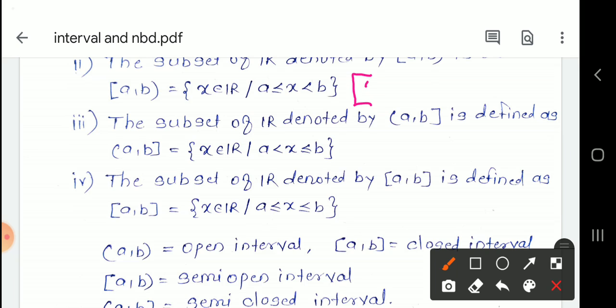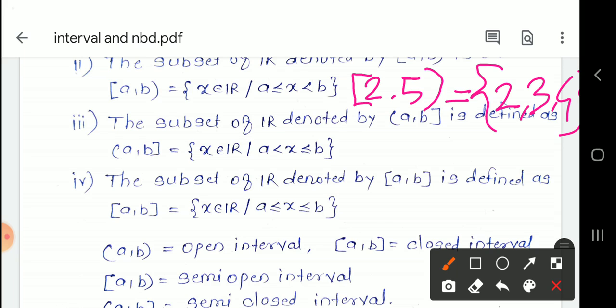Okay, so here we see an example for this interval. Suppose we consider the example [2, 5), closed at 2 and open at 5. So this set contains the elements X with 2 included in the set, that means 2, 3 and 4. So this set contains only 2, 3 and 4, since it is open at 5. So all the elements which are less than 5 and greater than or equal to 2. So this set contains 2, 3, 4.